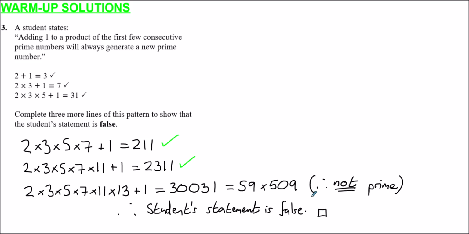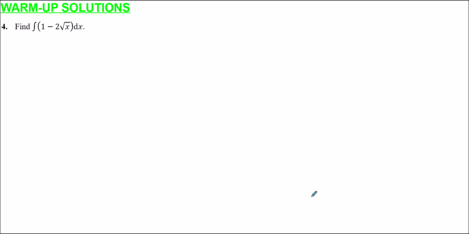Let's now have a look at the last warm-up question, question 4. Some fairly straightforward calculus. Find the indefinite integral of 1 minus 2 root x dx. So, first of all, my advice would always be to rewrite any surds as indices. So rewrite this as 1 minus 2x to the half dx.